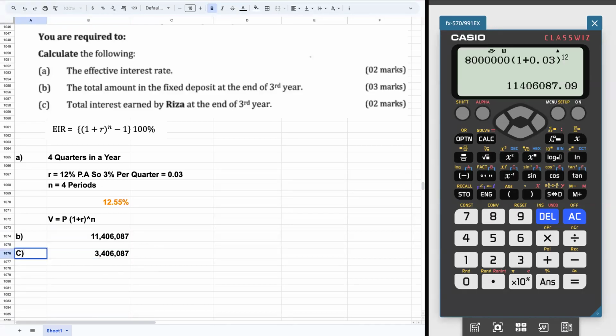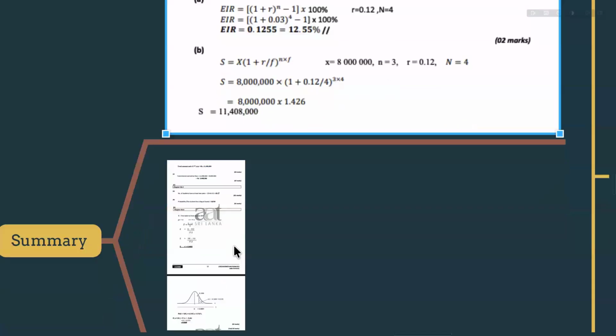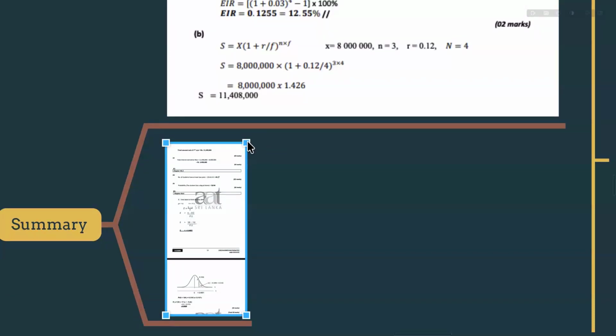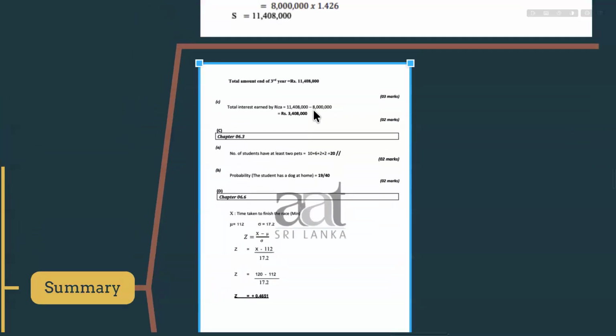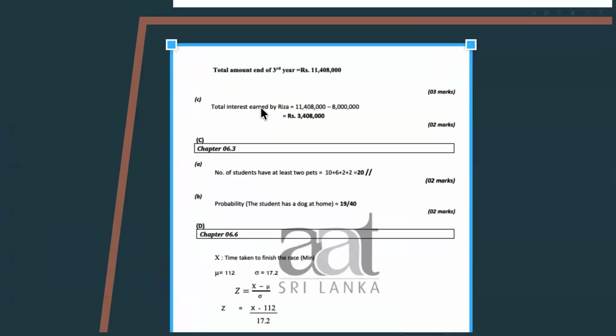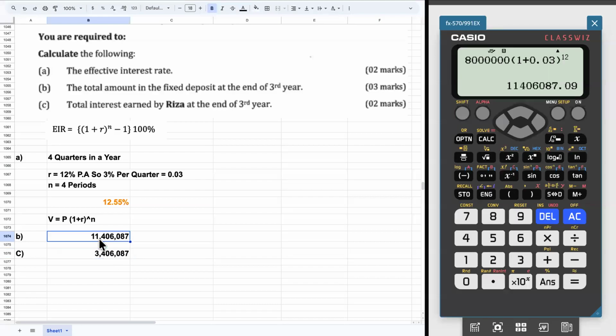And the C part: the total interest earned by Risa is 3,408,000. But it will be different because our calculation is very accurate. We did not round it off. What they have done is they have rounded off.